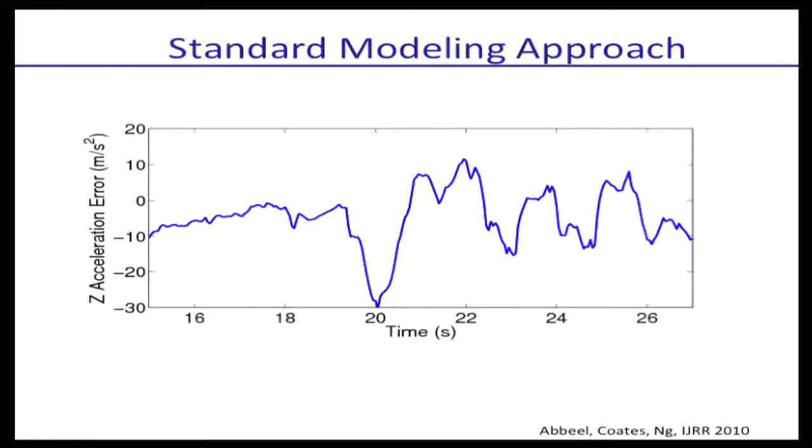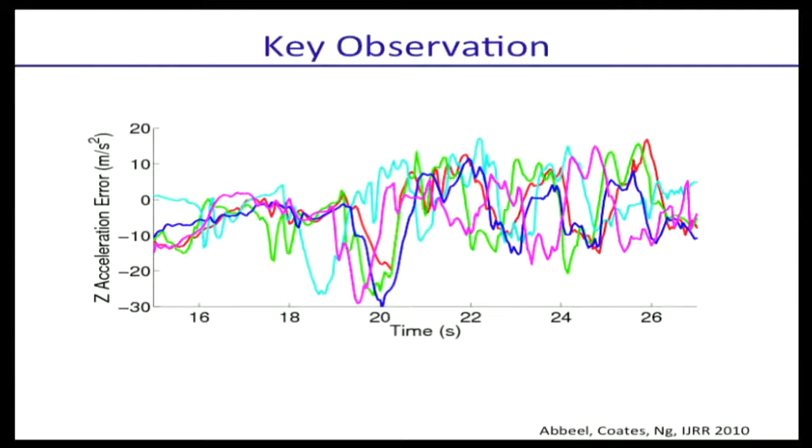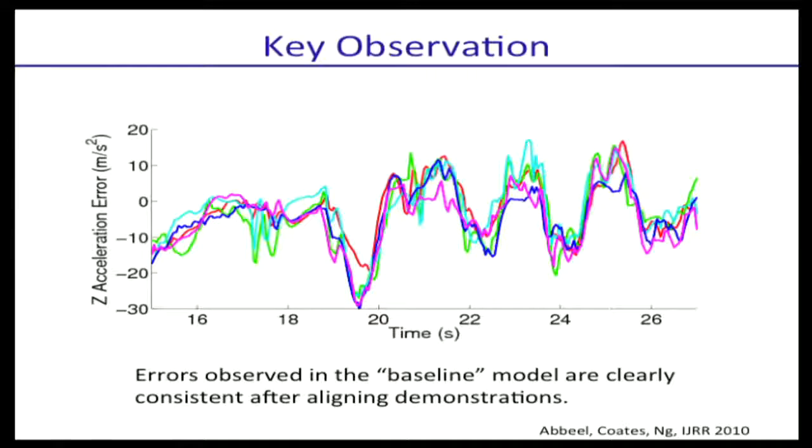So how do pilots do this? How can they deal with this complicated dynamics? Well, it turns out while it's very complicated, it's actually very consistent. If the pilot flies the same sequence of maneuvers, you get a similar pattern. These are not time-aligned yet, but once you time-align, you actually see that these are consistent deviations from the dynamics model that we were learning.